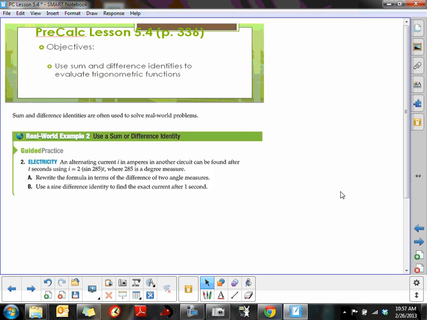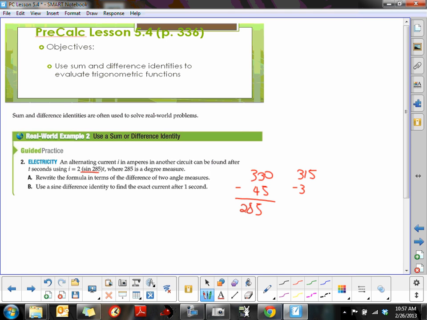So what we really want to do is rewrite the sine of 285 as the difference of two angles that we know exact values for. There are a couple different pairings that you can use to do this. We could use a pairing of 330, that's a known angle, and 45, and subtract those, and that would give us the 285. Another pairing would be 315, and then we could subtract from it a 30-degree angle and come up with the 285. So we have a couple different choices, and it doesn't matter which one you pick.